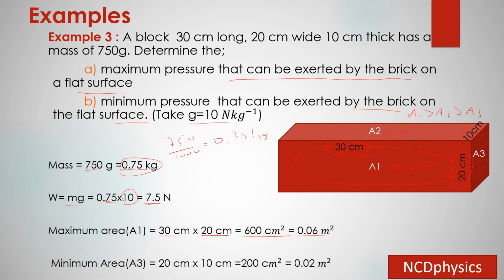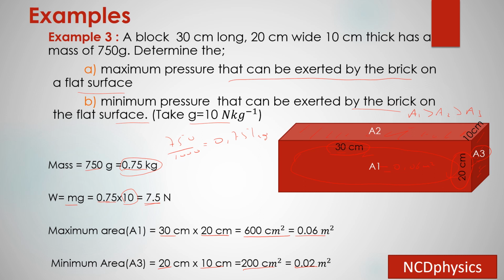And the minimum area is A3. As you see, A3 is the minimum area. So what is A3? It is equal to 20 multiplied by 10 centimeter. So 20 centimeter multiplied by 10 centimeter is equal to 200 centimeter square. We convert to meter square, which is equal to 0.02 meter square. Okay, so the maximum area is 0.06 meter square, and the minimum area is 0.02 meter square.